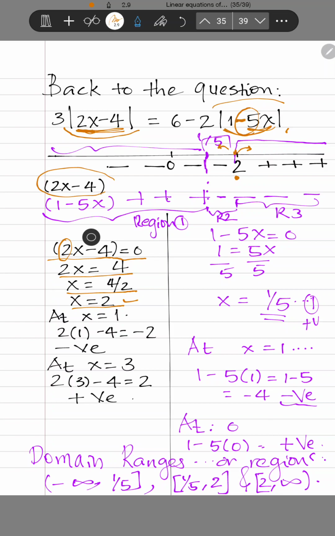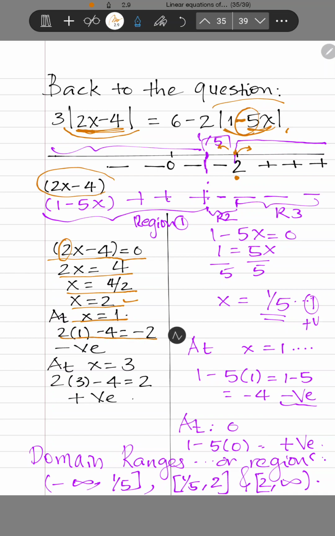The left side has to be negative, and the right side has to be positive. But let's do a testing point. A number which is on the left of 2 is, say, 1. Let's take 1 as a testing point. When x is equal to 1, 2 times 1 minus 4 is equal to -2, which is negative.